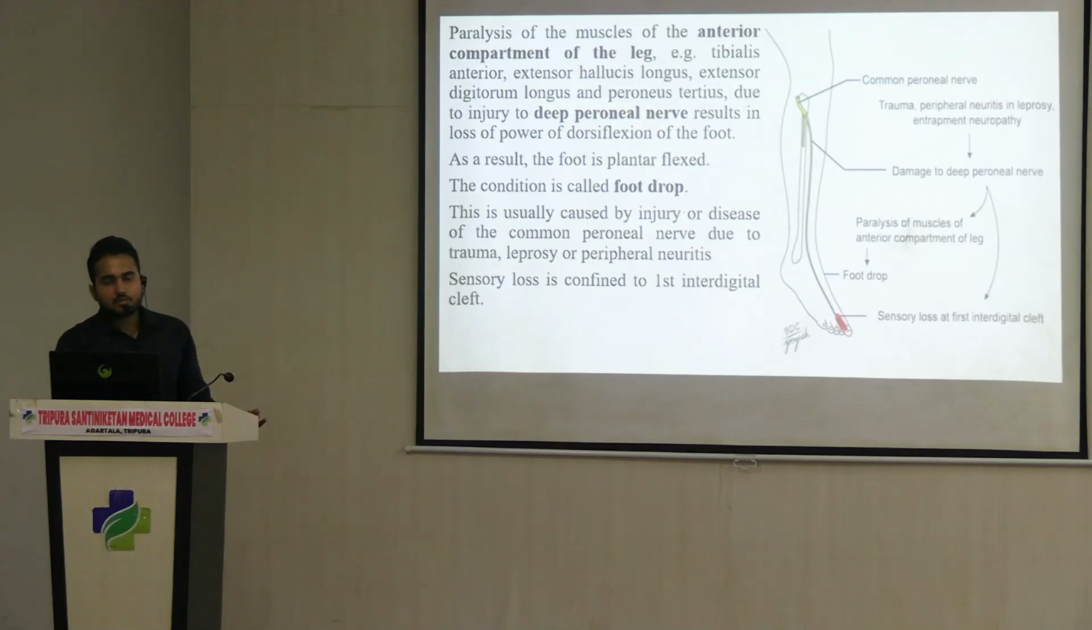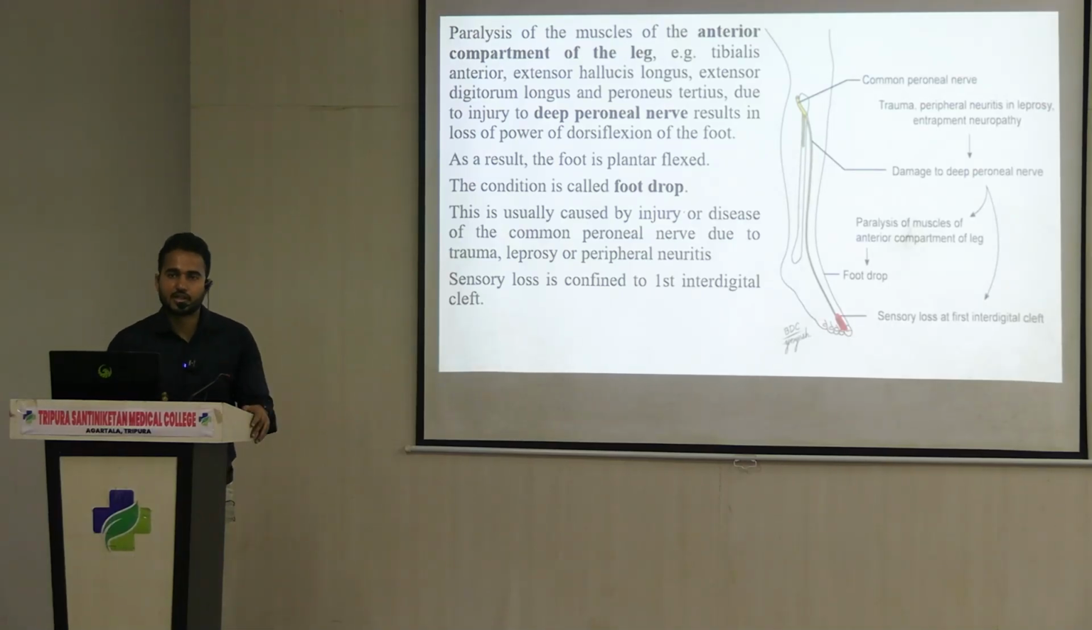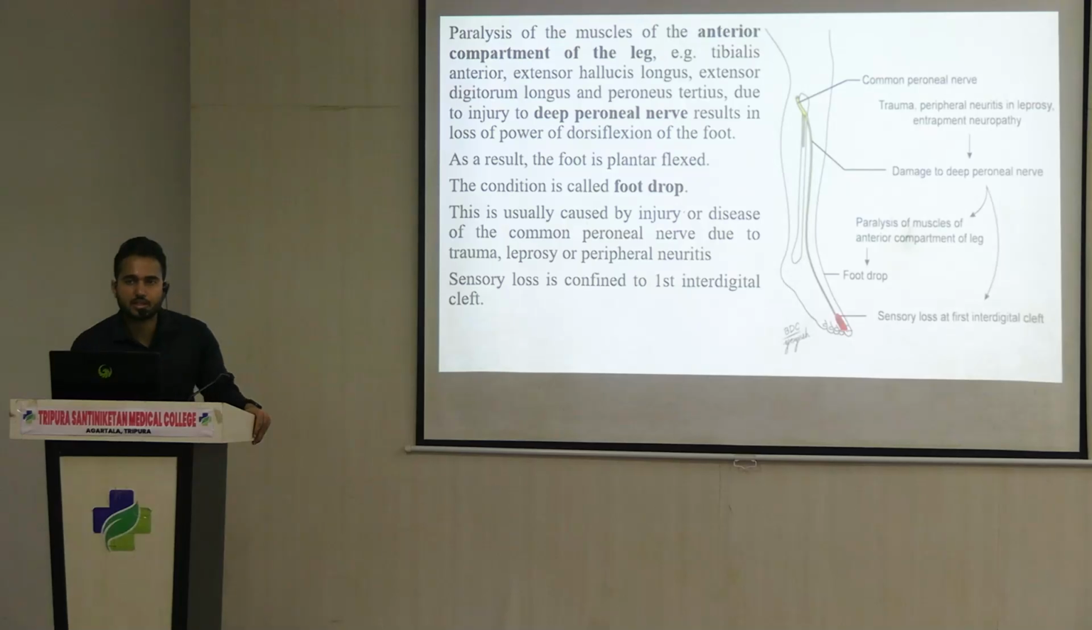So, as a result, what will happen? It results in loss of power of dorsiflexors of the foot. So these muscles, whatever I have mentioned, are the dorsiflexors of the foot. So if this nerve is injured, then these muscles will get paralyzed. If these muscles get paralyzed, dorsiflexion will not take place. As a result, foot drop will take place. The foot is in plantar flexed position, and this condition is called foot drop.